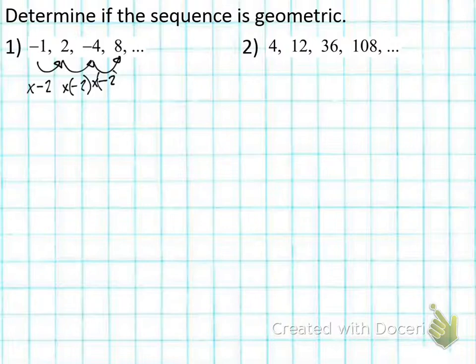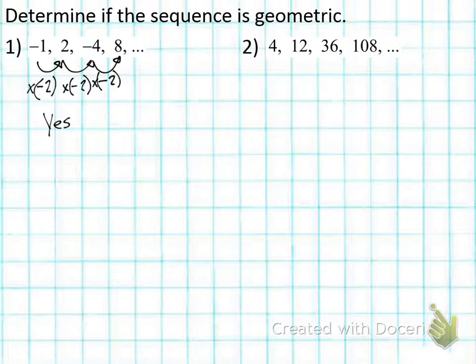That's number 1. And I'm going to put parentheses around that because that's the common ratio, okay? So I'm always multiplying by -2. Our common ratio is -2 in this case. Okay, watch me do number 2.